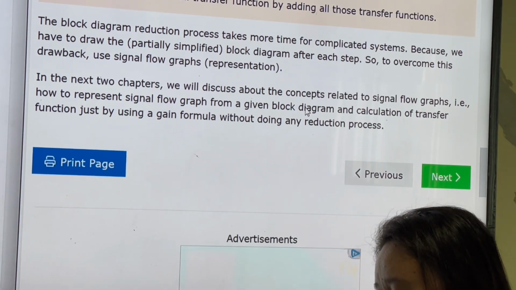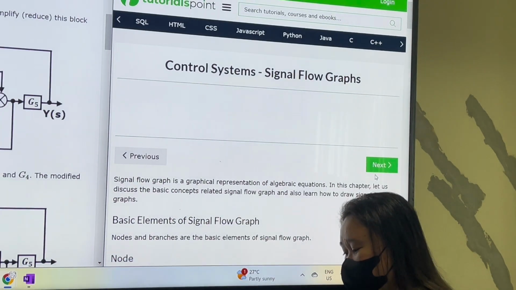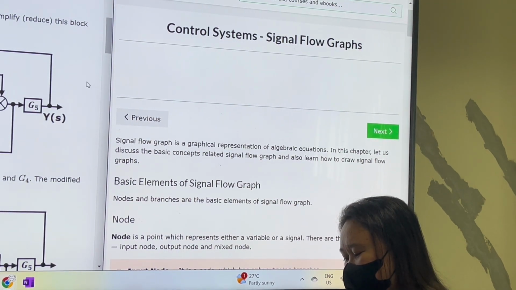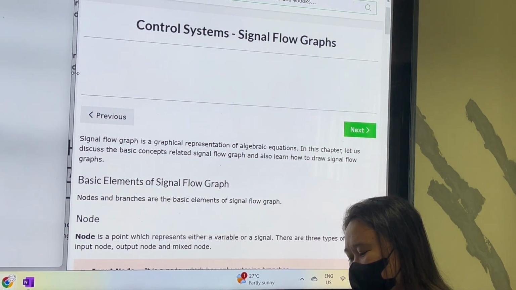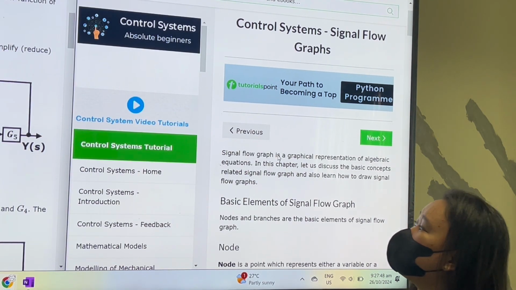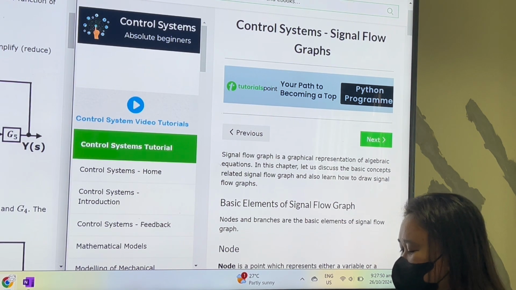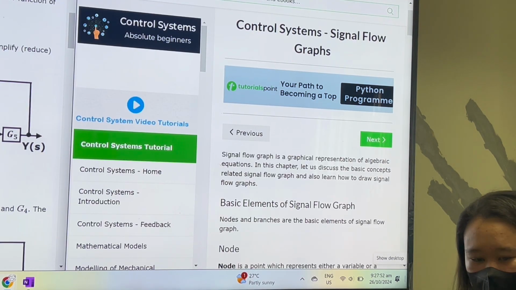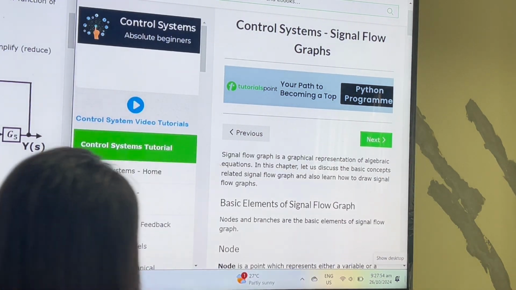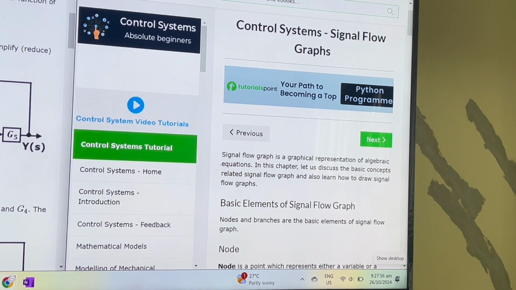Okay, so next topic, class, is signal flow. Signal flow graph. A signal flow graph is a graphical representation of algebraic equations. So we have here the basic elements of a signal flow graph.